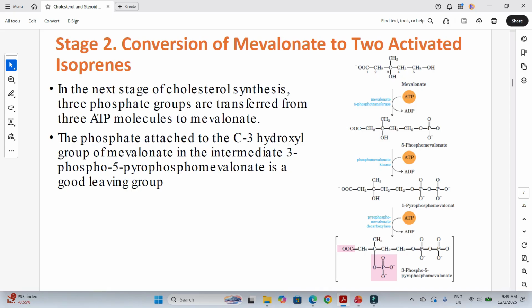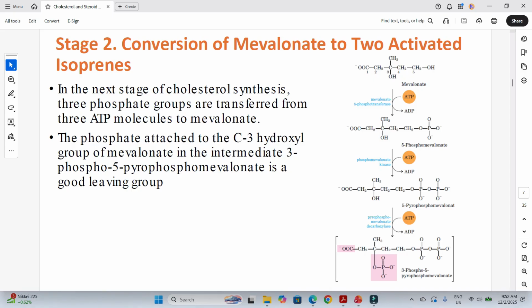Okay, so I want you to look at this structure. This is mevalonate. What happens here is that mevalonate reacts with a molecule of adenosine triphosphate to produce 5-phosphomevalonate. What do you notice? The reaction between mevalonate and ATP causes the phosphorylation of this hydroxyl group to produce 5-phosphomevalonate. The enzyme that catalyzes this reaction is mevalonate 5-phosphotransferase.